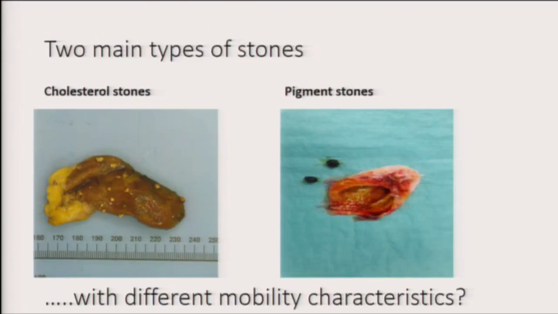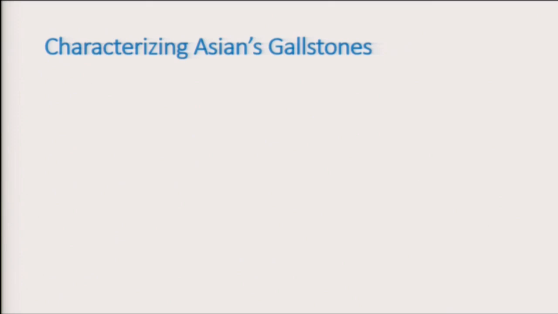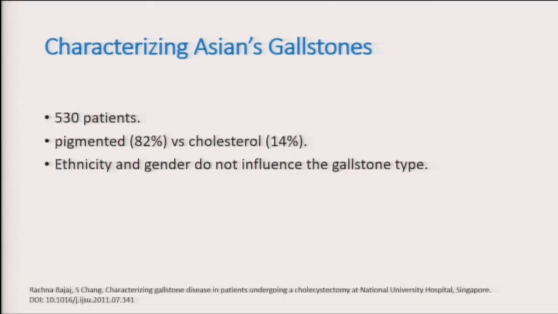But we do know now that there are two main types of stones. The first type is the cholesterol stones, and the second type is the pigment stones, which are more common in our region. Just now we mentioned the complications of gallstones, and a lot of them occur when the stone starts to move in the gallbladder. So do these two types of stones have different mobility characteristics? Some time ago when I was still in the university, I studied gallstones among our local population, that means Southeast Asia, our Asian population.